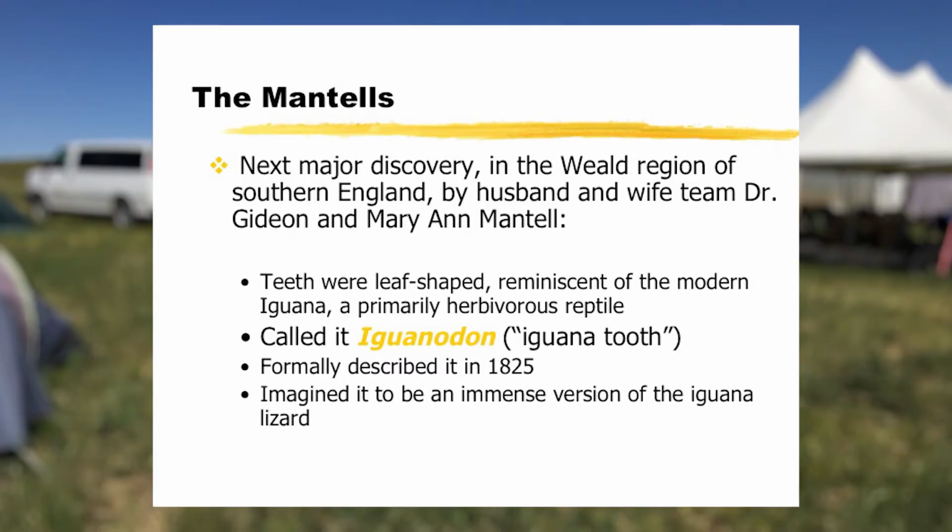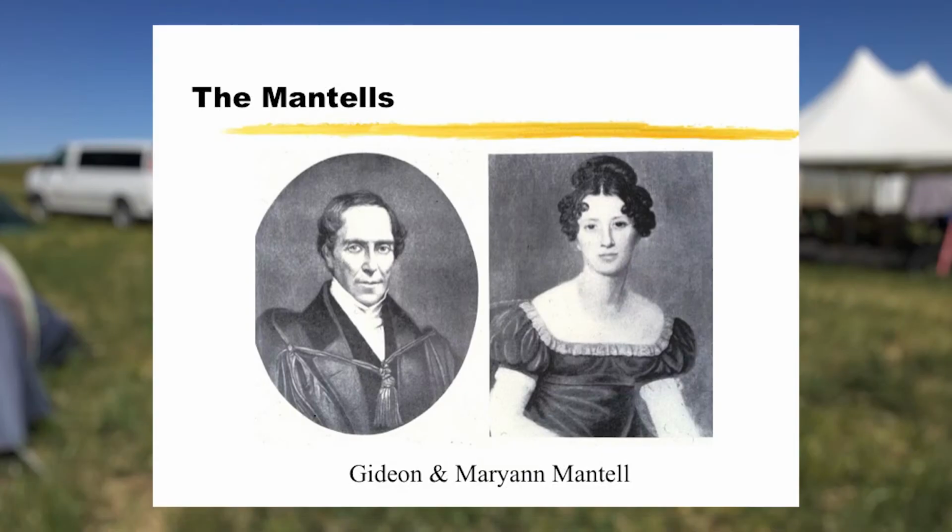The teeth were leaf-shaped and looked like a modern iguana. He called it Iguanodon, iguana tooth. Formally described in 1825, he again thought it was a giant iguana. Here's what the tooth looked like, very similar to hadrosaur teeth. Here's a picture of Gideon and Mary Ann Mantell. He was a man obsessed.